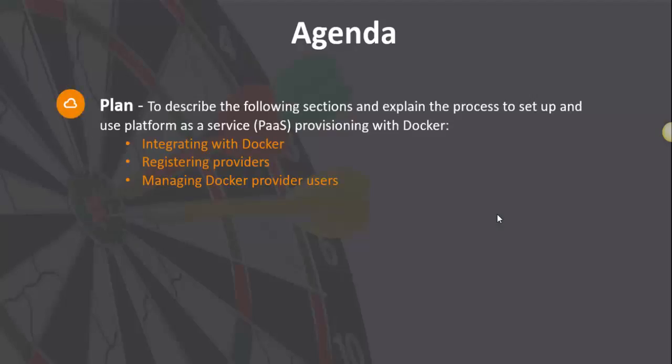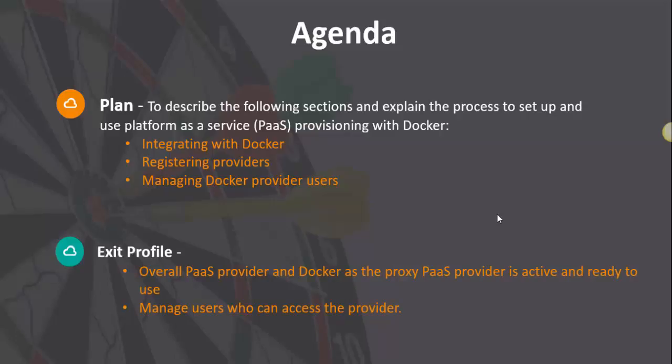The plan is to describe the following sections and explain the process to set up and use platform as a service provisioning with Docker. So there are three sections: integrating with Docker, registering providers, and managing Docker provider users. Once you're done with the configuration, the overall PaaS provider and Docker as a proxy PaaS provider will be active and ready to use. You will also be able to manage users who can access the provider.